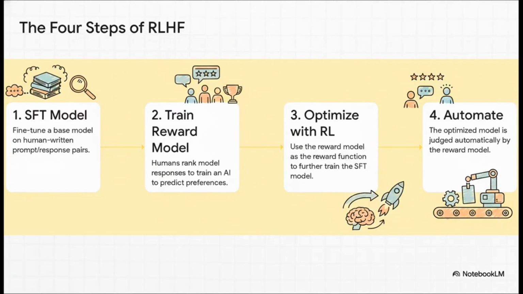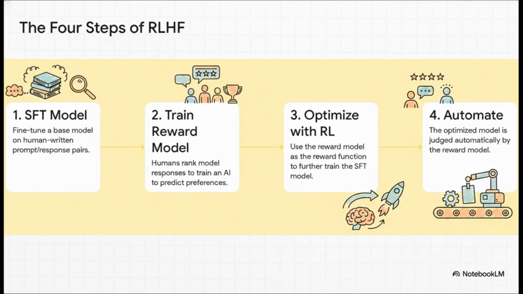Okay, pay close attention here. This four-step process is a huge concept for your exam. So step 1, you start with a pre-trained model and you fine-tune it on a small set of really good human-written examples. This is called supervised fine-tuning. Step 2, this is the key part. You have the model generate a few different answers to a question. Then you have real humans rank those answers from best to worst. You do this thousands of times and you use this data to train that special reward model, the AI judge.